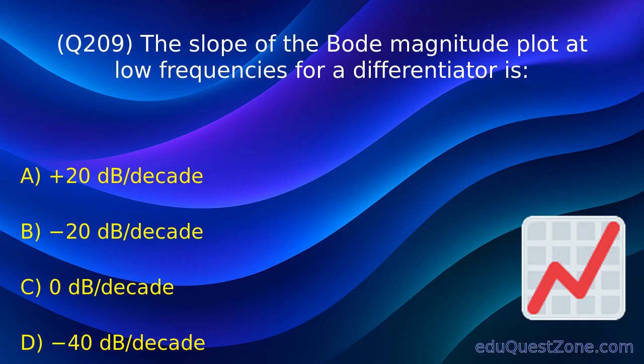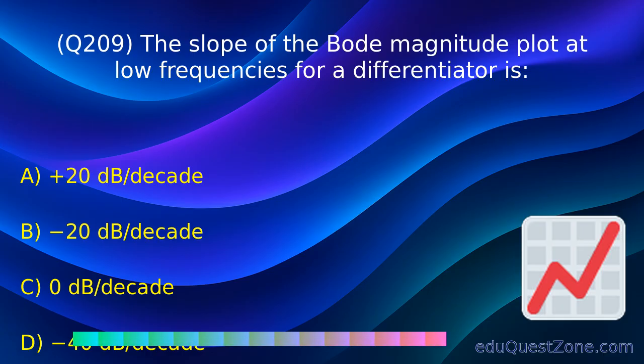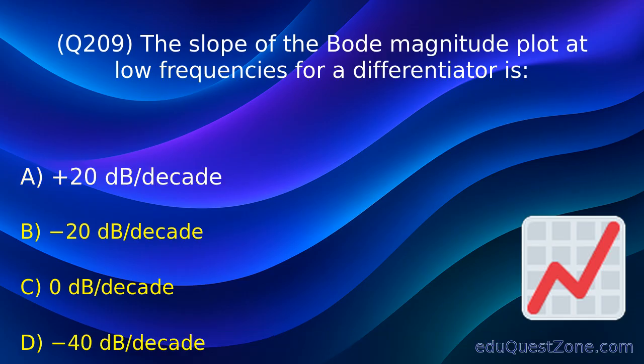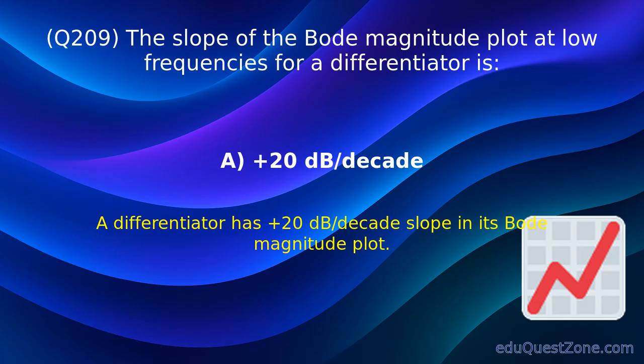Question 209. The slope of the Bode magnitude plot at low frequencies for a differentiator is... Option A, plus 20 decibels per decade. Differentiator slope is plus 20 decibels per decade.